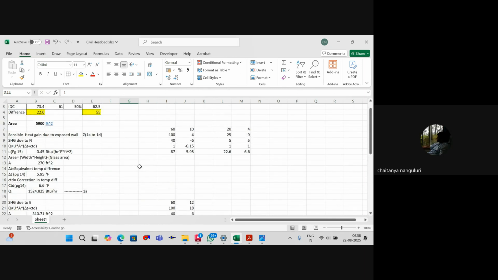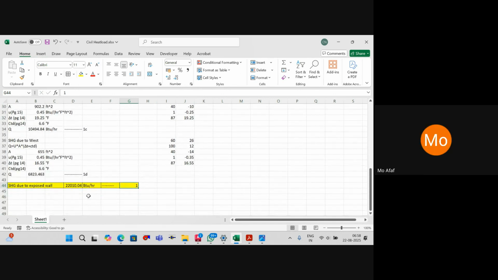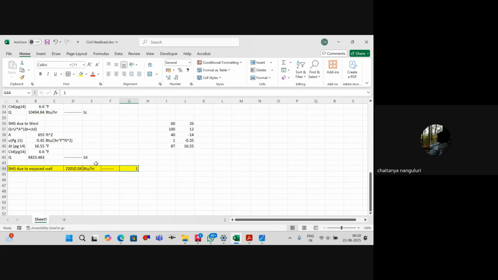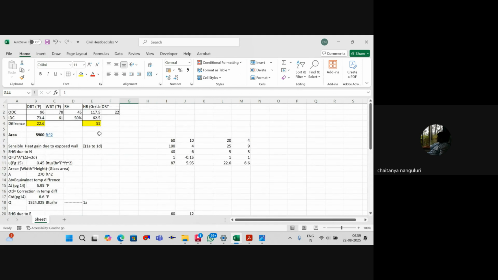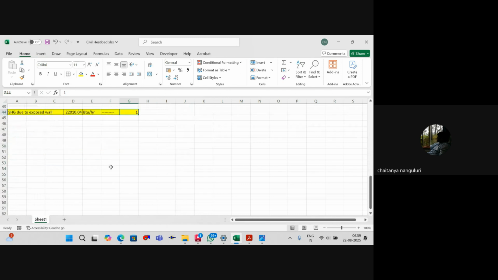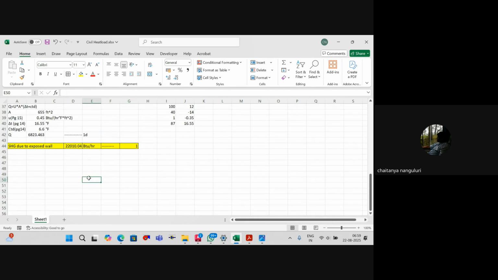Yes. Understood? Yeah. So now we will calculate the sensible heat gain due to exposed glass, roof load, and all the loads. We'll add them, then we'll get the total heat gain due to civil structures. Am I clear till now? Yes, sir. Okay. So tomorrow we'll ensure to complete the total heat gain calculations.